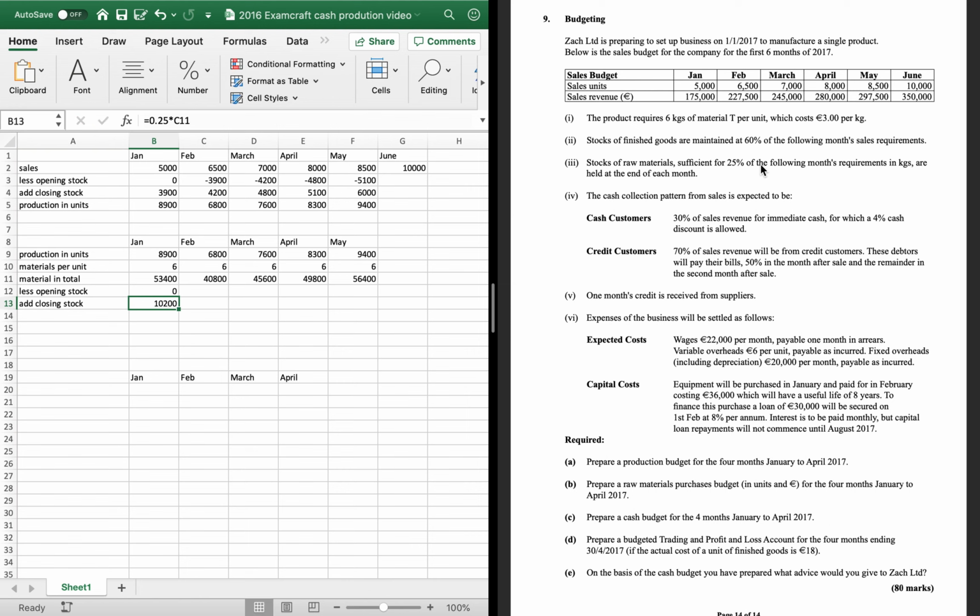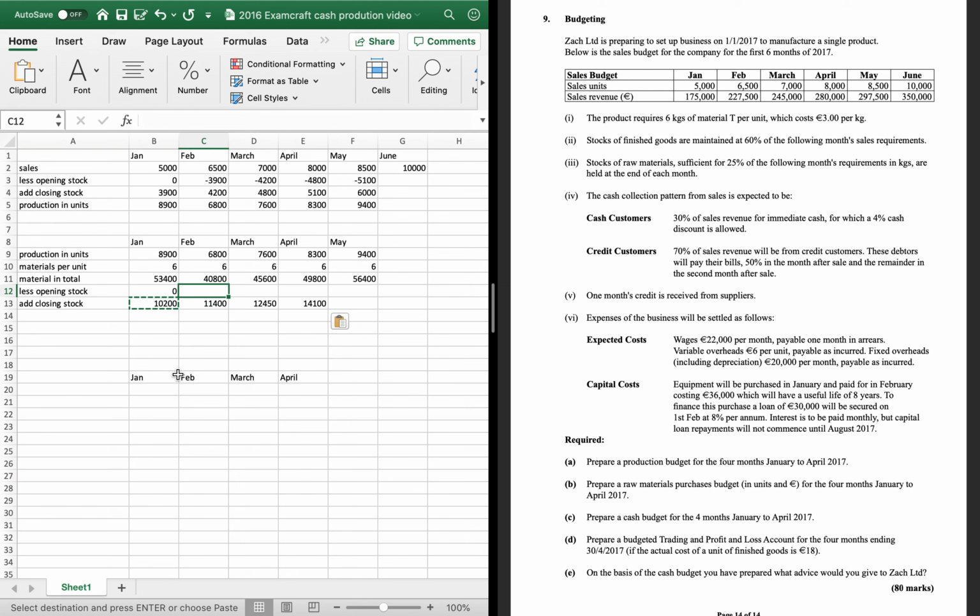For February's closing stock, it's 25% of the 45.6. For March's closing stock, 25% of the 49.8, which is 12,450. And then for April's, it's 25% of 56.4, which is 14.1. At that point, you can stop. You don't have to go into May.